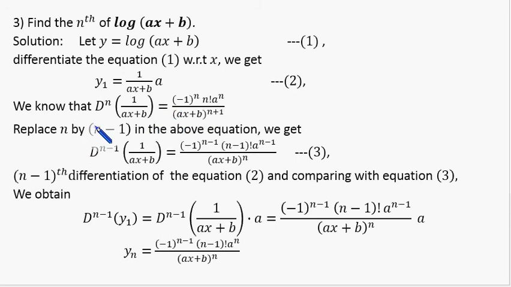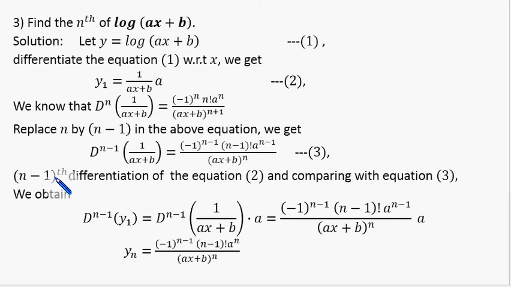Now I have to replace n by n minus 1 in this equation, that is the n minus 1 derivative of 1 divided by ax plus b is minus 1 to the power of n minus 1 into n minus 1 factorial into a to the power of n minus 1 divided by (ax plus b) whole to the power of n.